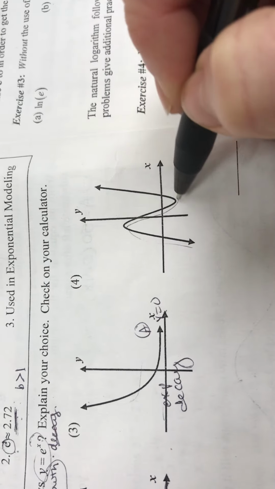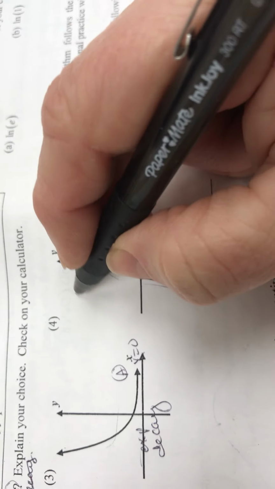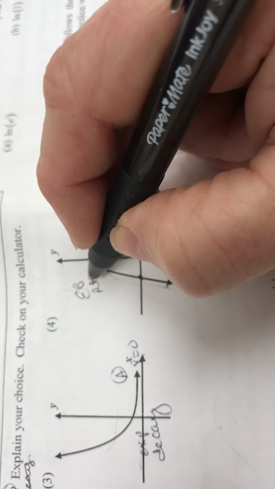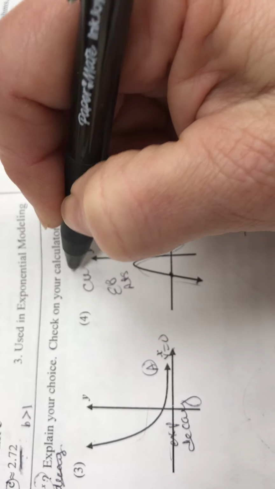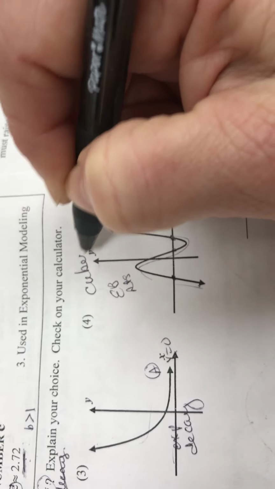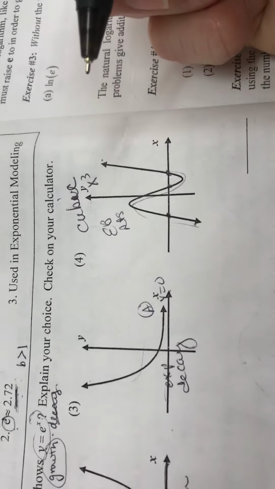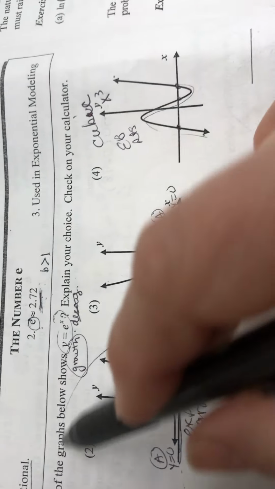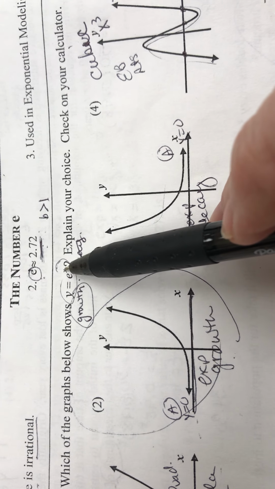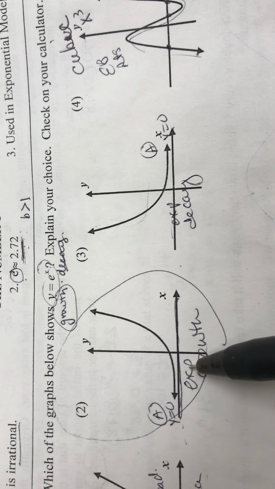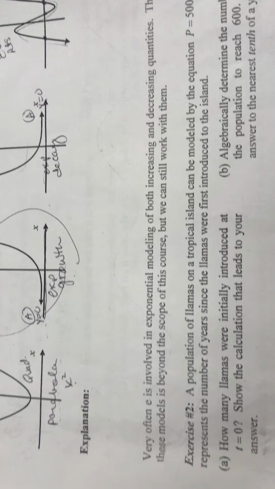And then this is a cubic, 1, 2, 3 roots, end behavior. Remember end behavior and roots? I hope, because your Regents is coming up in a couple months. So this is a cubic, x to the third power. So this, choice 2, is y equals e to the x, because of it being an exponential growth. That's the explanation. I wrote it on each one, I'm just not writing it separately.